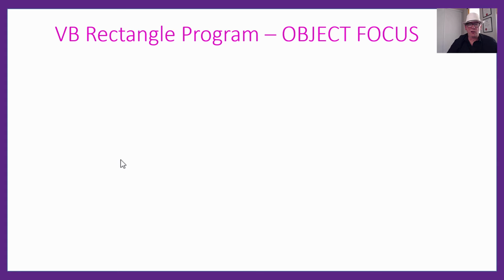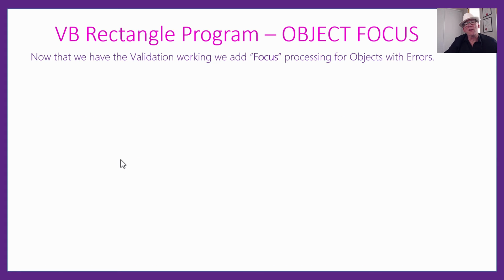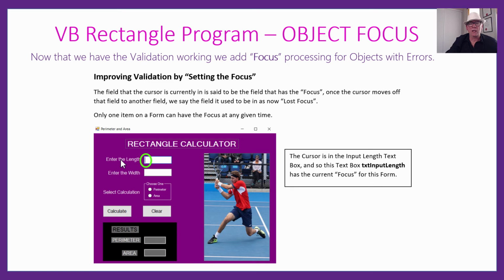All right, object focus. This is something you add on as a nice touch for validation, a little bit extra, like putting the cream on top of the dessert. So we can set the focus. When an error happens, like if they've got something wrong with the input length, we can make it go to that text box. When you first run the form, the focus is just on the first thing on the form. So that's called having the focus.